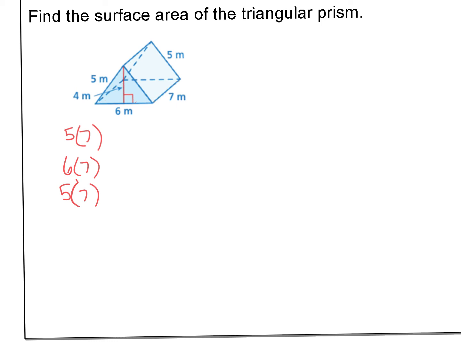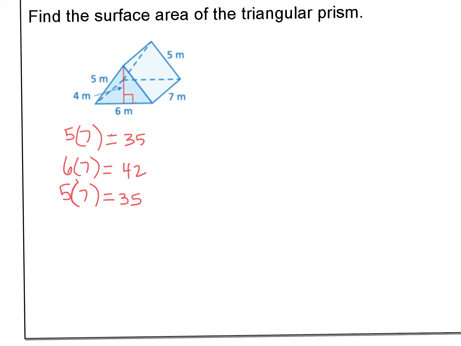All right. So I'm going to just really quick multiply up my rectangles. And it wouldn't matter if you went on to find the areas of your triangles first. That would be fine. So 5 times 7 is 35. And that means that this one is also 35. And 6 times 7 is 42. Okay, so those are my rectangles.